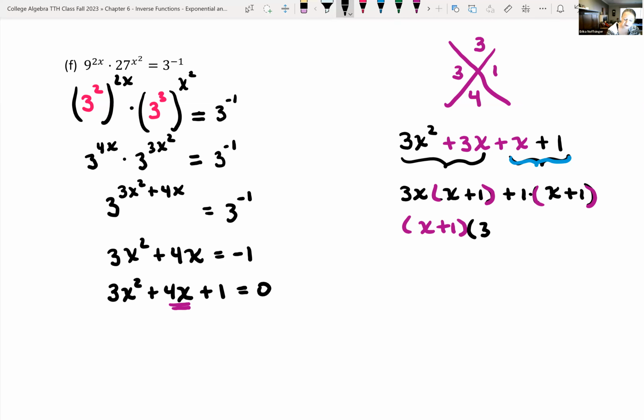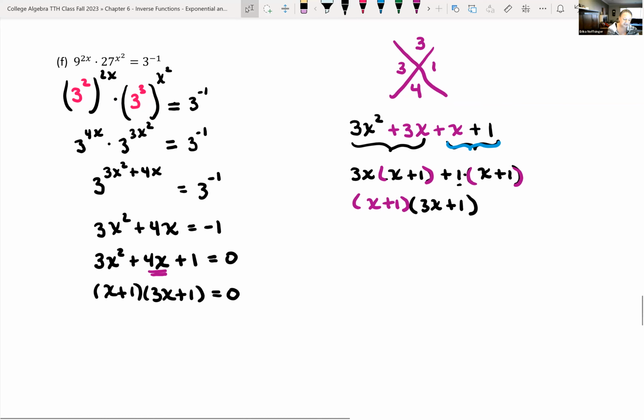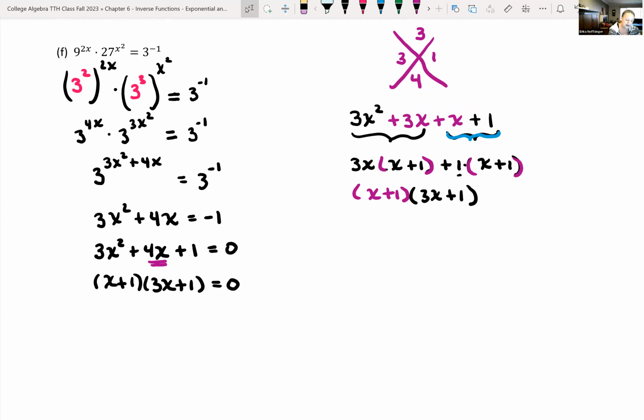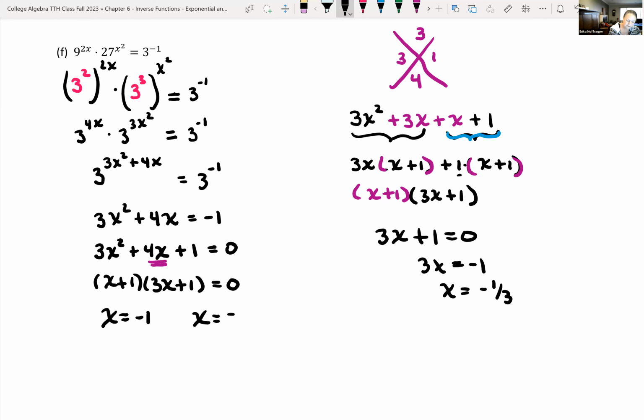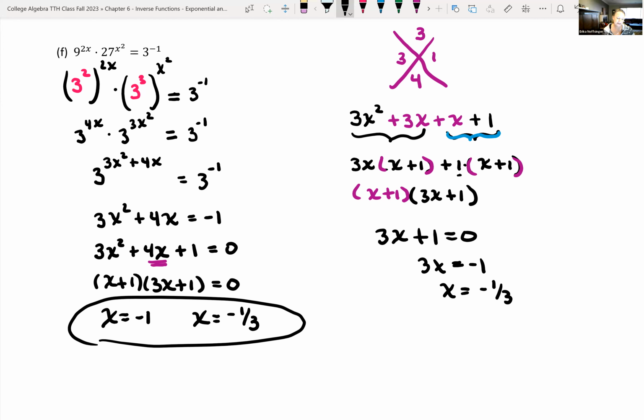And if you do, for the first grouping, you're left with 3x. Plus, for the second grouping, you're left with that positive 1. So we just factored 3x squared plus 4x plus 1 as x plus 1, all times 3x plus 1, equal to 0. We're setting each of those factors equal to 0. So x plus 1 is equal to 0 when x is equal to negative 1. And 3x plus 1 is equal to 0. So if we subtract 1, 3x equals negative 1, divide by 3, x is negative 1/3. So we have two solutions to that equation. X equals negative 1 and x equals negative 1/3.